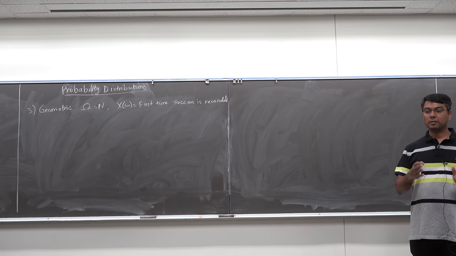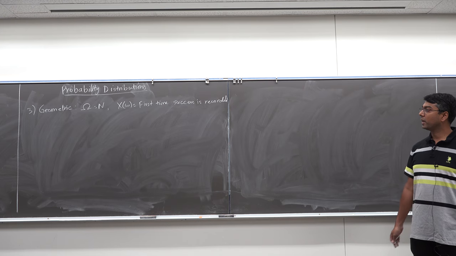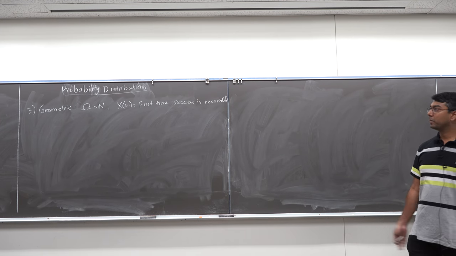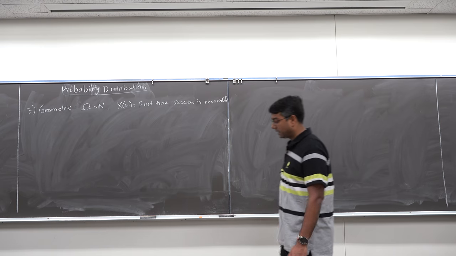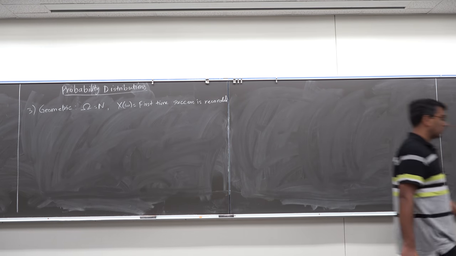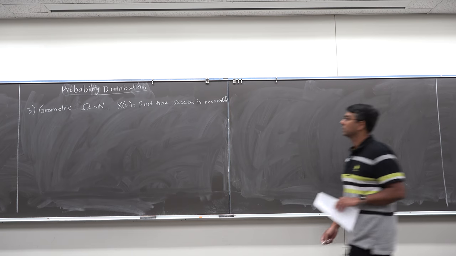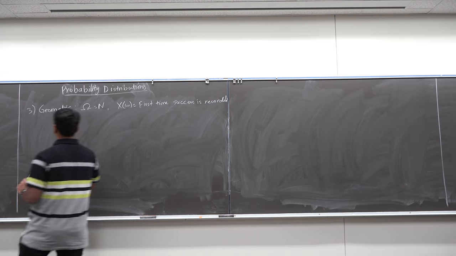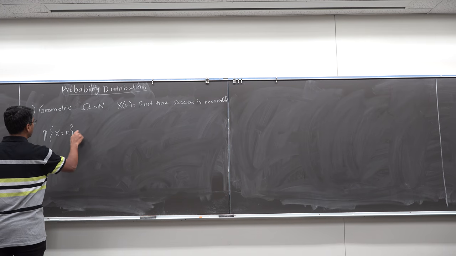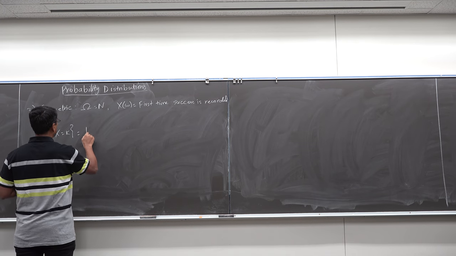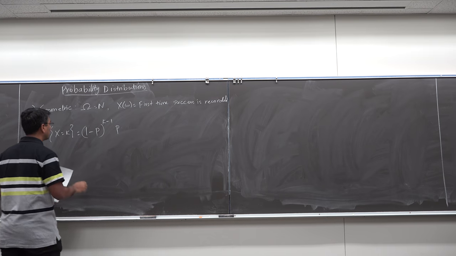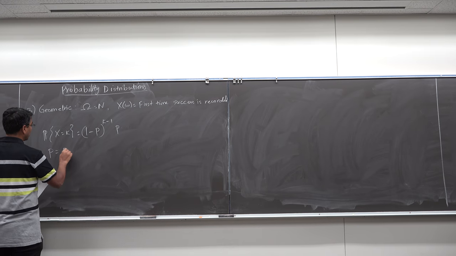So at the start of the month, I'm standing on day one of the month. What is the first date on which I'm going to complete the 10,000 steps? The way the distribution goes, the probability that X is equal to k is given by 1 minus p raised to k minus 1 times p, where p is the probability of success.